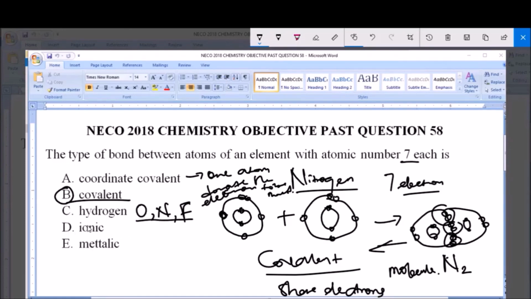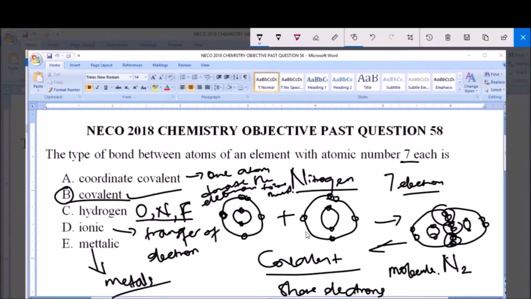Now this here says ionic bond. Ionic bond simply involves the transfer of electrons, usually from a metallic atom to a non-metallic atom. The metallic bond is a type of bond that occurs in metals, that is the atoms of metals. So the answer to this question is option B, covalent bond, because of the sharing of electrons among these 2 atoms. That is, both atoms donated the electrons to be shared.